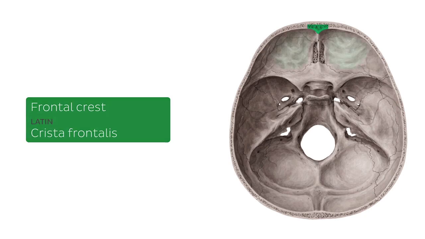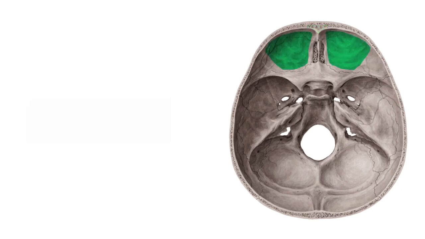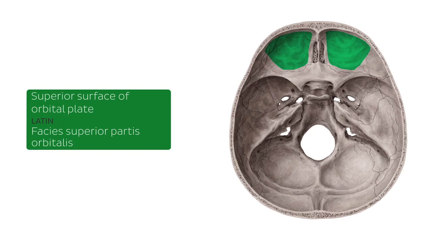Now, the other structure that we're going to be highlighting here is known as the superior surface of the orbital plate. On the superior surface of the orbital plate, we find depressions formed by the frontal lobes of the brain. Upon closer inspection, grooves for the meningeal branches of the ethmoidal vessels can also be seen. You can see a little bit here that the ethmoidal vessels are forming these impressions.